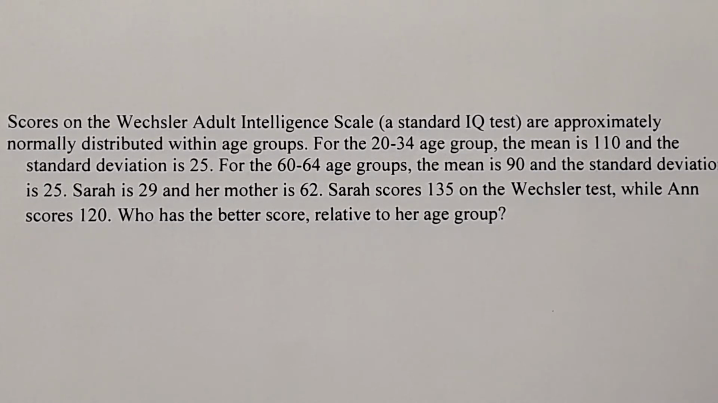So, what we're going to do is they've taken this test. For the 20 to 34 age group, the mean is 110 and the standard deviation is 25. For the 60 to 64 age group, the mean is 90 and the standard deviation is 25. Sarah is 29, and Sarah scores 135 on the Wessler test, while Ann scores 120. Just so everyone knows, Ann is the mom. Okay? And who has the better score relative to her age group?